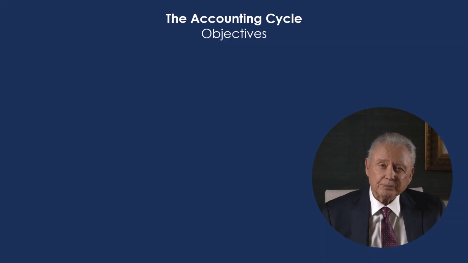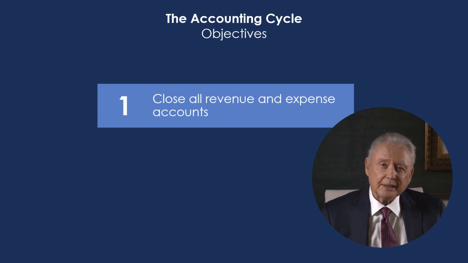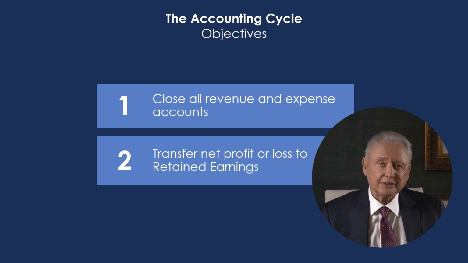In this chapter, we focus on the final step in the accounting cycle, closing entries. We have two main objectives. First, to close all revenue and expense accounts, and second, to transfer the resulting profit or loss to retained earnings.